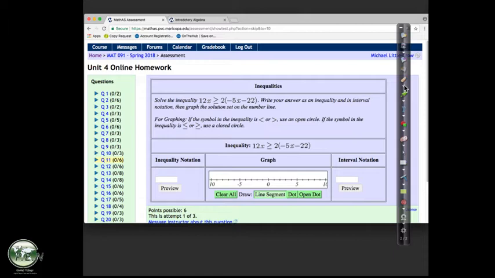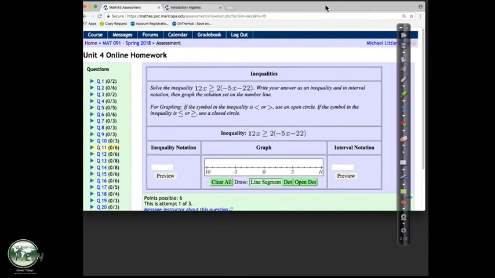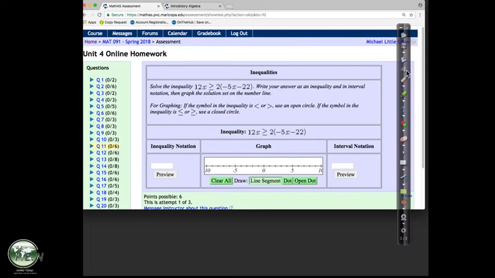Let's go with the yellow. I'm going to give myself a little bit more room, so I'm going to move this up. Okay, so we've got this inequality. I'm going to rewrite it down here: 12x greater than or equal to 2 times negative 5x minus 22.